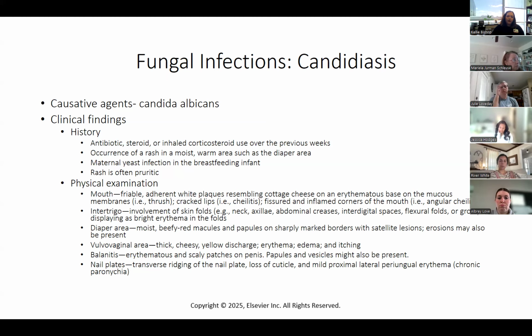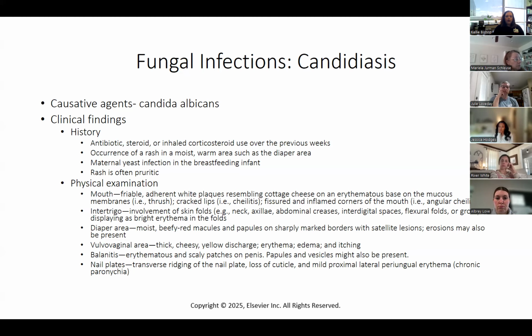It's often pruritic. A maternal yeast infection when breastfeeding can go to the infant and vice versa. If the infant has thrush, they can give it to mom too. In the mouth, they have adherent white plaques that look kind of like cottage cheese on the mucous membrane. If it's on the lips, it's called cheilitis, and it can be at the corners of the mouth or all inside the mouth. It can look similar to milk sometimes, but when you scrape it with a tongue depressor, it won't come off. Milk will come off.